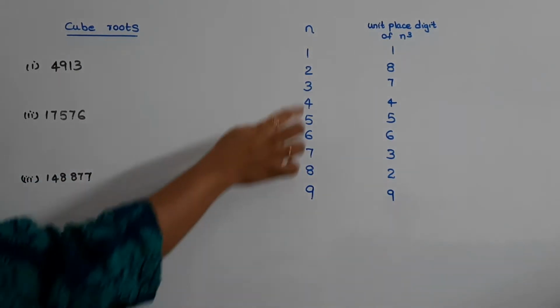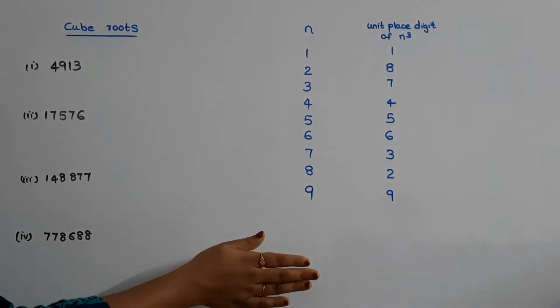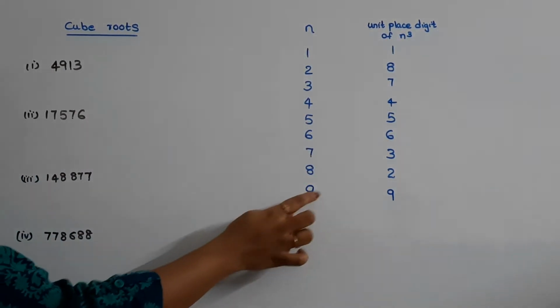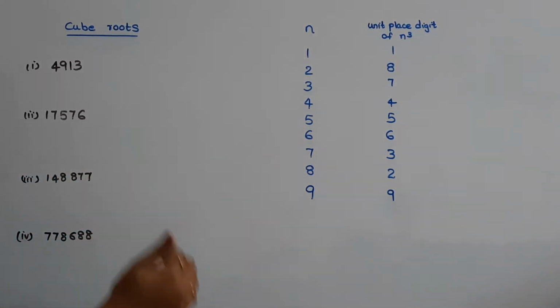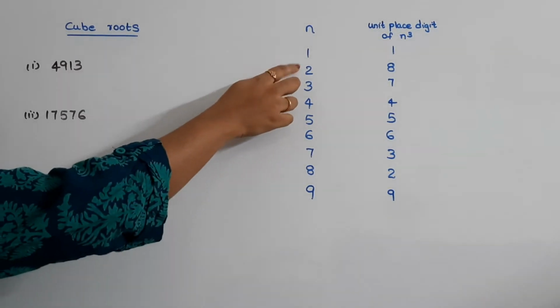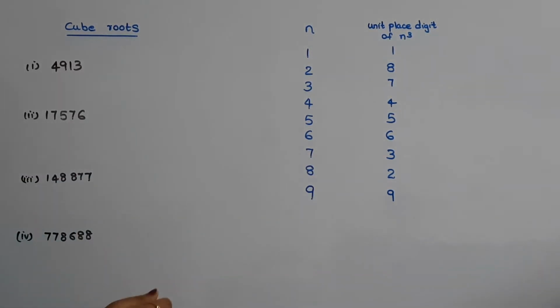So in this method we have written the unit place digit of the cubes of all these numbers. This is very easy to remember. For 1 it is 1, 4 it is 4, 5 it is 5, 6 it is 6 and for 9 it is 9. Which means for the numbers 1, 4, 5, 6 and 9, the number itself is the unit place digit of its cube. See, for 2 it is 8 and for 8 it is 2. For 3 it is 7 and for 7 it is 3. So if you remember this table, you will be able to find out the cube root of numbers just by one step. Now let us find out the cube root of these numbers.